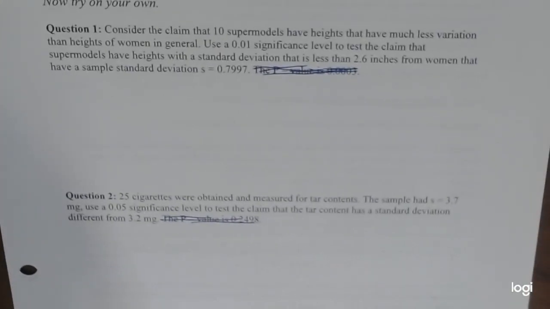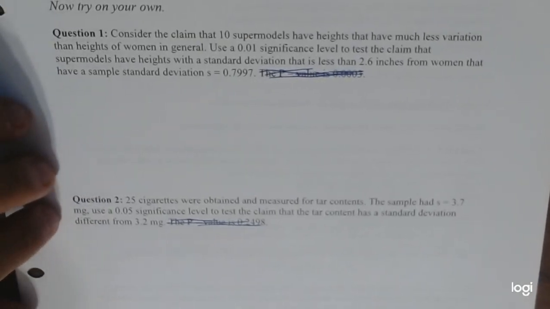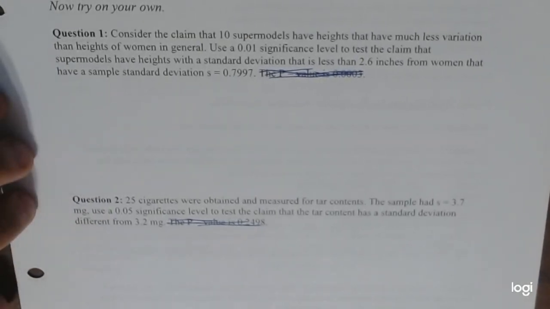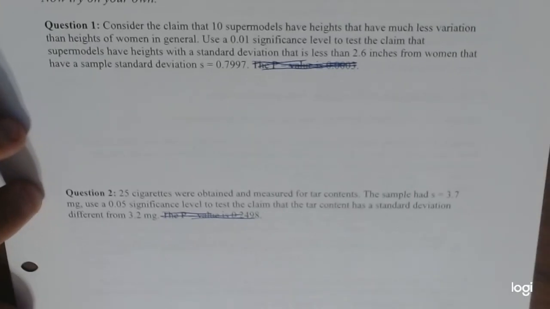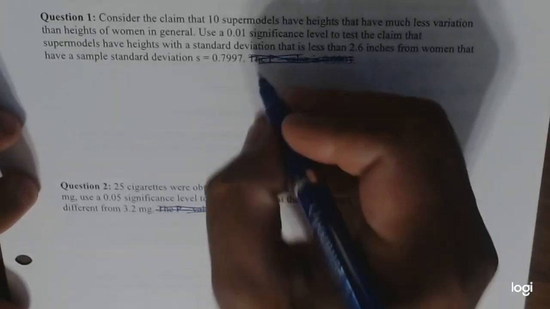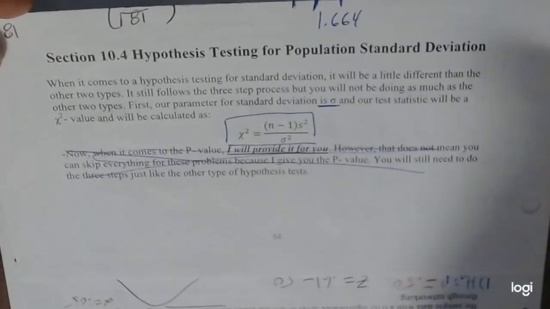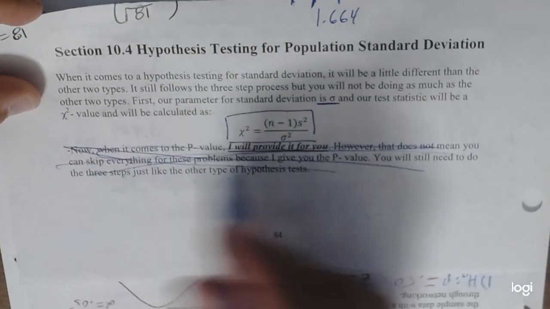Question 1 says, consider the claim that 10 supermodels have heights with much less variation than women's heights in general. Use a 0.01 significance level to test the claim that supermodels have heights with a standard deviation less than 2.6 inches, from women, with a sample standard deviation of 0.7997. I cross this part off because we're not going to deal with it, and same thing over here. Just go ahead and cross out this portion. We're not even using p-values because of that.